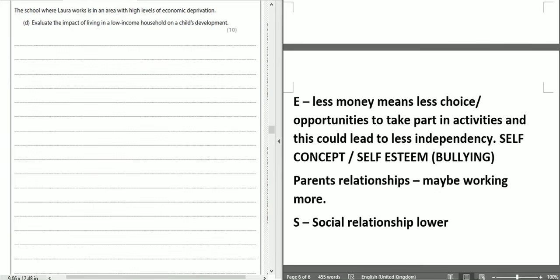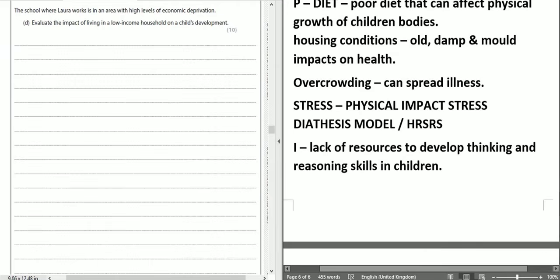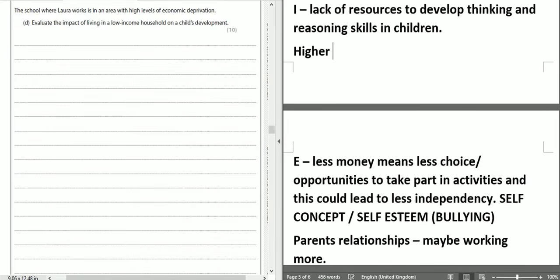income on children's development. Now, obviously, we do want to think about some of the positives that could come from this. So, maybe thinking about the idea that children learn skills to look after or help around the home.